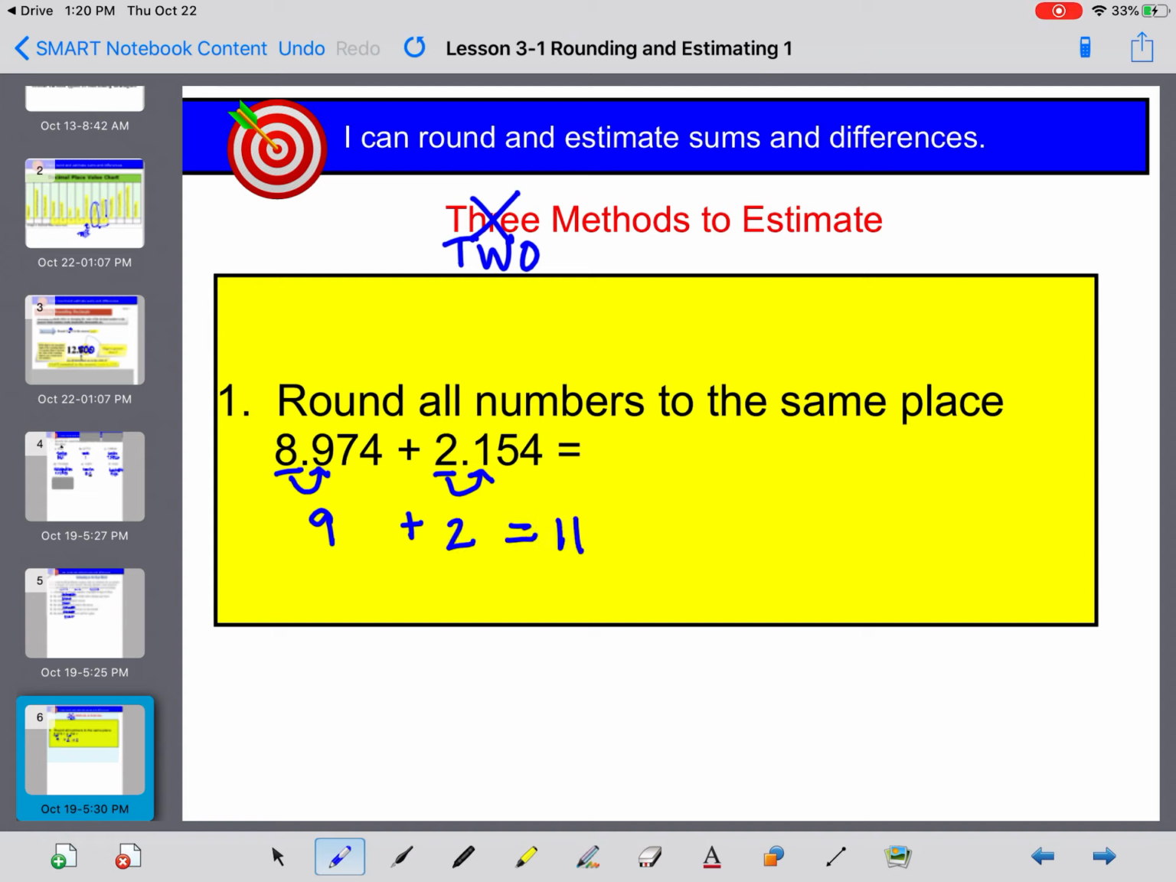So when I actually solve 8 and 974 thousandths plus 2 and 154 thousandths, I will know I'm right if I get a number that is almost or close to 11. It's a good way to check that you've done your math correctly. Notice I use this little squiggly sign for equals, and that is almost equal to. It's indicating that that is an estimate.